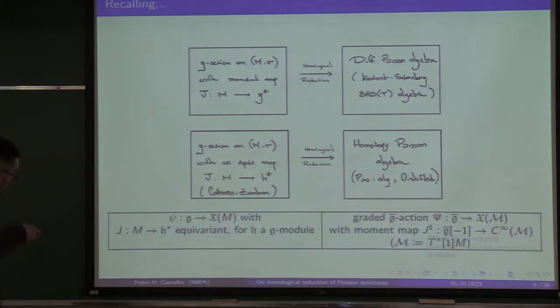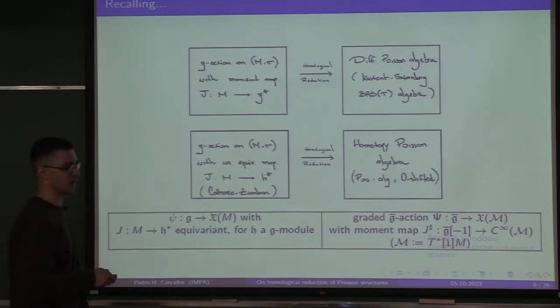As I said, this setting here comes from a non-graded interpretation of the Hamiltonian reduction of the shifted cotangent bundle. I will explain this now, but you will see that there is a one-to-one correspondence when you have this kind of graded action with a graded moment map on the shifted cotangent bundle. You translate it to this.